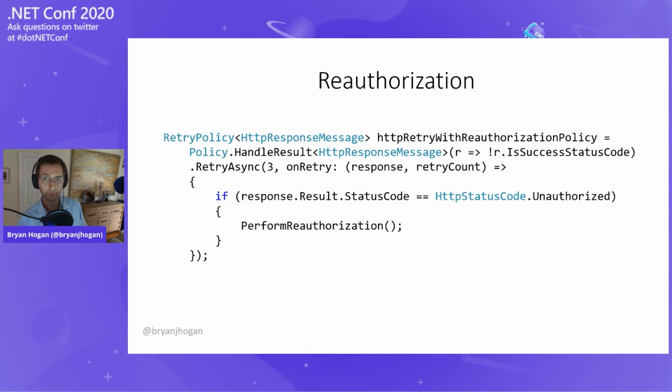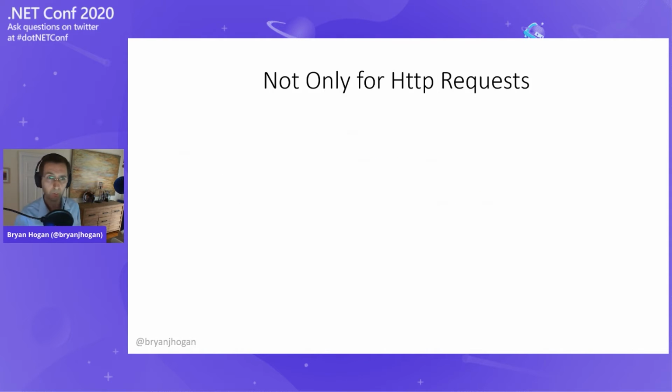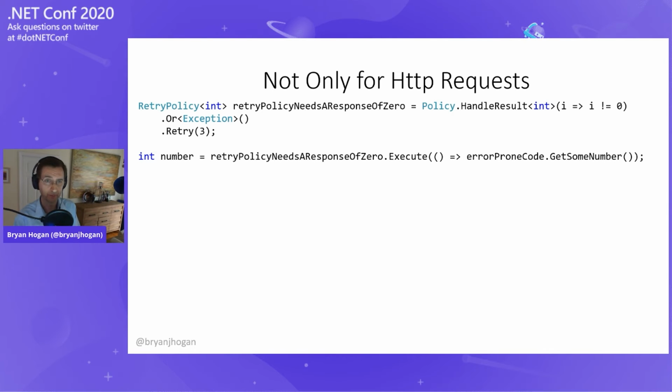One thing that I've been asked at conferences was, can Polly be used for non-HTTP requests? And it can. You can pretty much use Polly when calling any method, whether or not it returns something. So here are a few examples. Here I'm checking the result coming back. That's an int. I'm checking if it's not 0 or if there was an exception, retry 3 times. And here I'm executing it. In these examples, you have to execute your code explicitly inside the policy because you're not using HttpClientFactory.